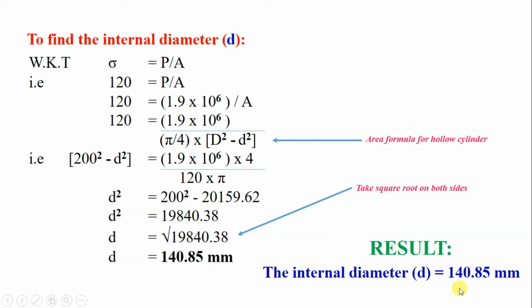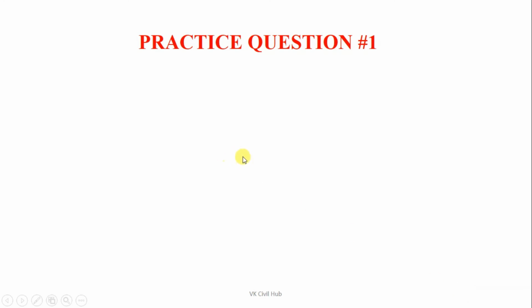So the result is the internal diameter d is equal to 140.85 mm. Here there is a practice question for you to work out based on the previous two problems.